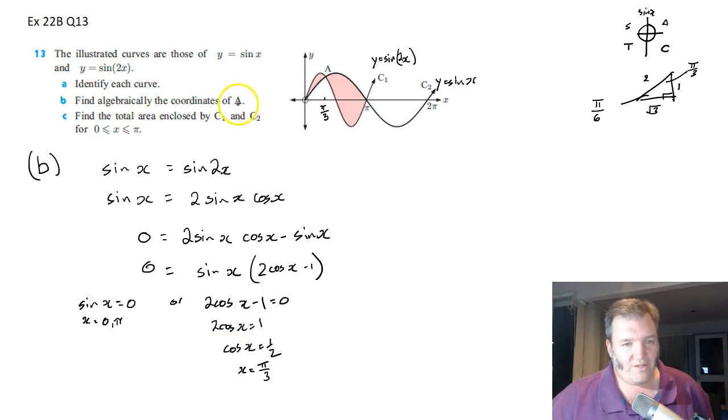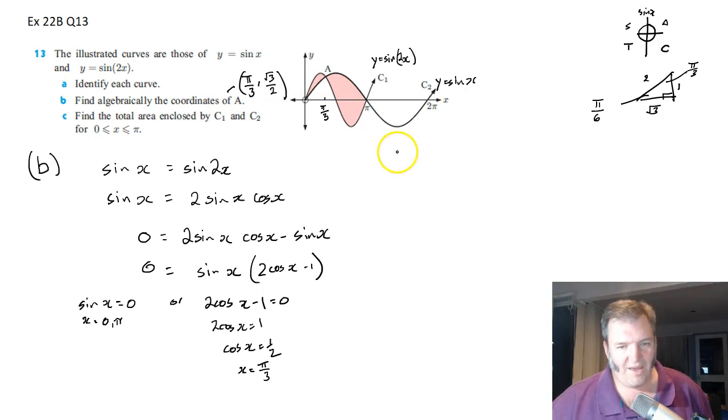They actually wanted the coordinates of A, though. So what are the coordinates of A? It's pi over 3 and then the sine of pi over 3. Now the sine of pi over 3 is root 3 over 2. So pi over 3 and the y coordinate would be root 3 over 2. That would be the coordinates of A.